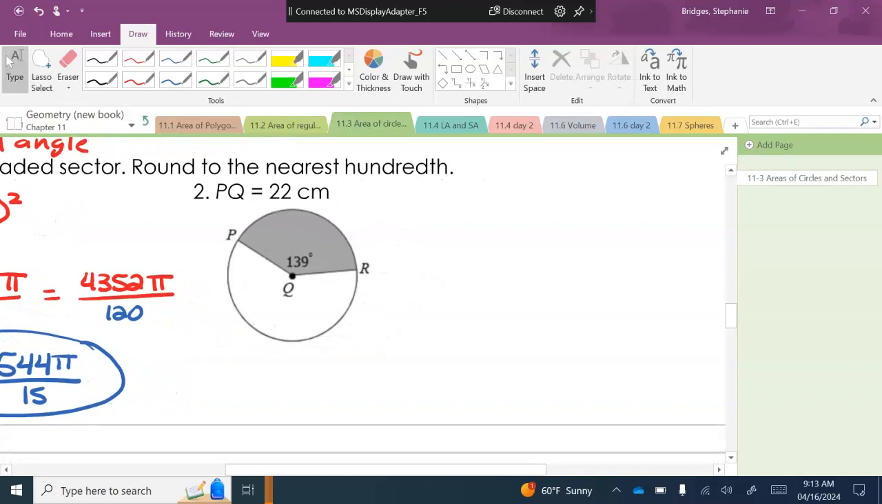Okay. Let's go to our formula. What is my central angle for number 2? 139 over 360. Okay. Talking about like a piece of pizza, that we're finding the area of that one slice of pizza. So it's a fraction of the entire circle. Right. What is my radius? 22?